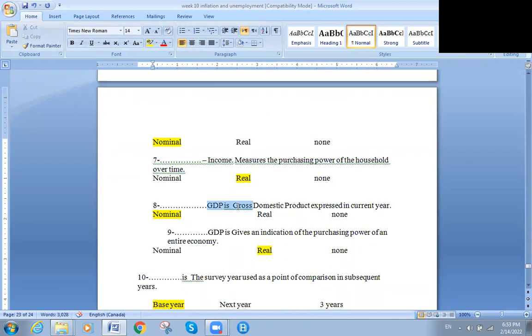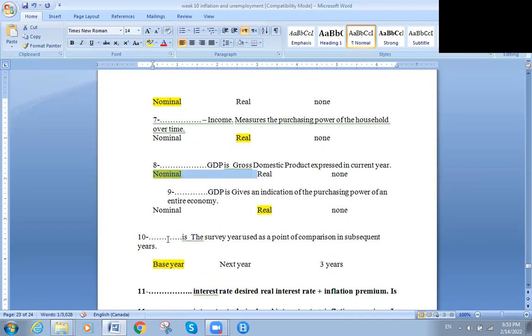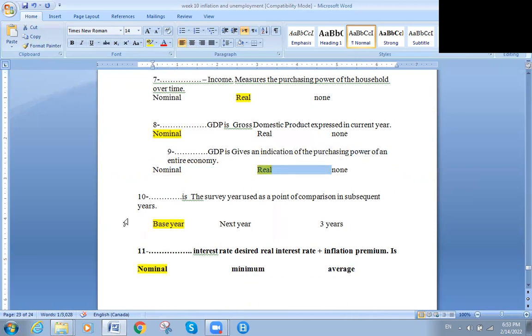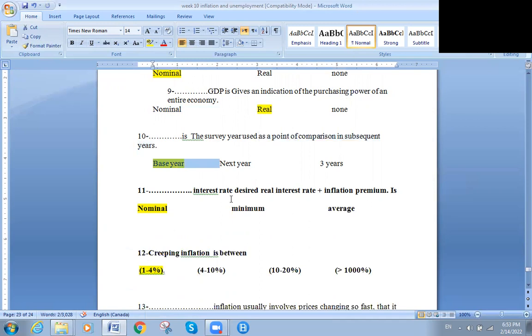GDP expressed in current year prices, we said this is the nominal. But the GDP gives an indication of the purchasing power. When it comes to the purchasing power, then this is real. Usually with the word power, you put the word real. The survey year used as a point of comparison is the base year. Usually we start the comparison with the base year.